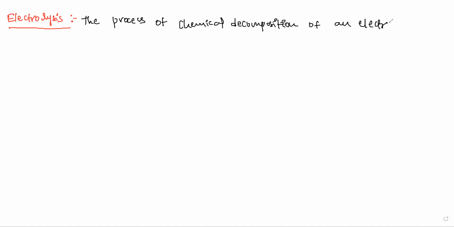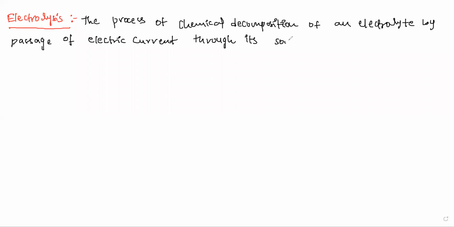Electrolysis is nothing but the process of chemical decomposition of an electrolyte by passage of electric current through its solution. The process of chemical decomposition of an electrolyte by passage of electric current through its solution is called electrolysis.